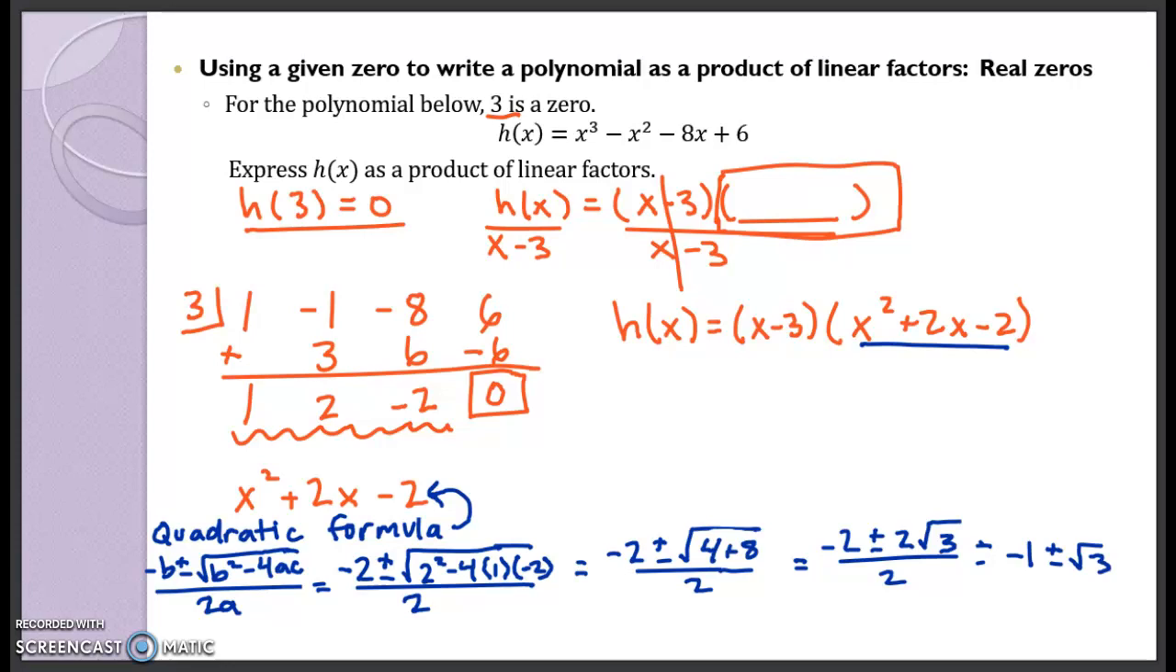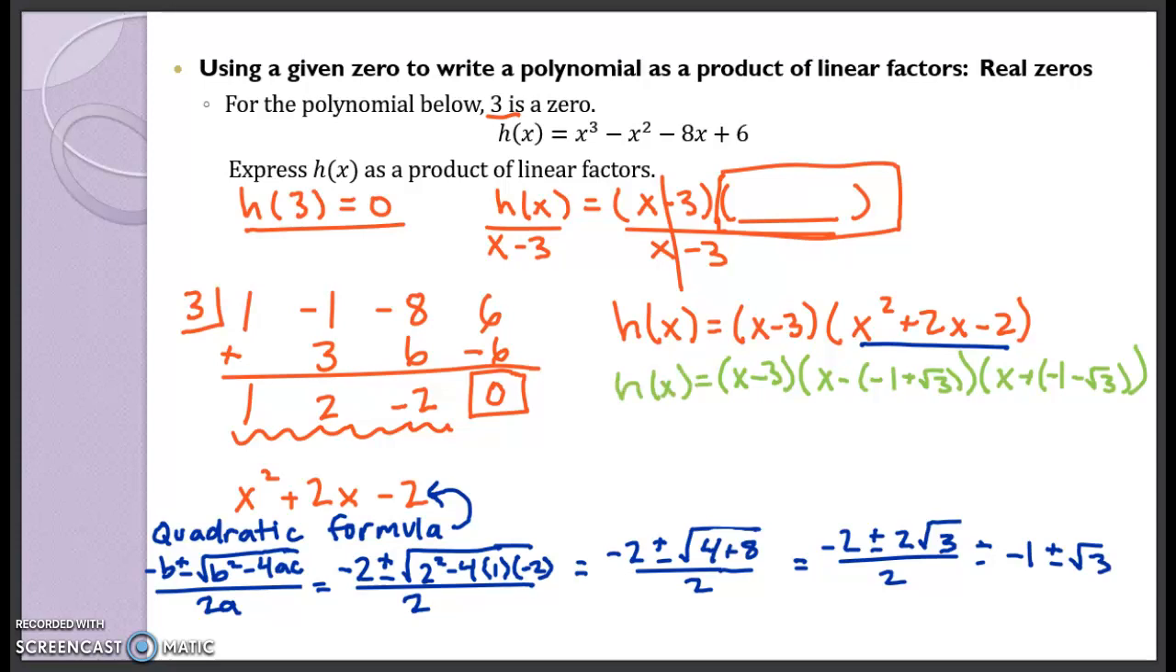So I can rewrite h of x as x minus 3, and this factors into x minus negative 1 plus square root 3, and x plus my other zero, which is negative 1 minus square root of 3. So this is what h of x equals. And that is a product of linear factors.